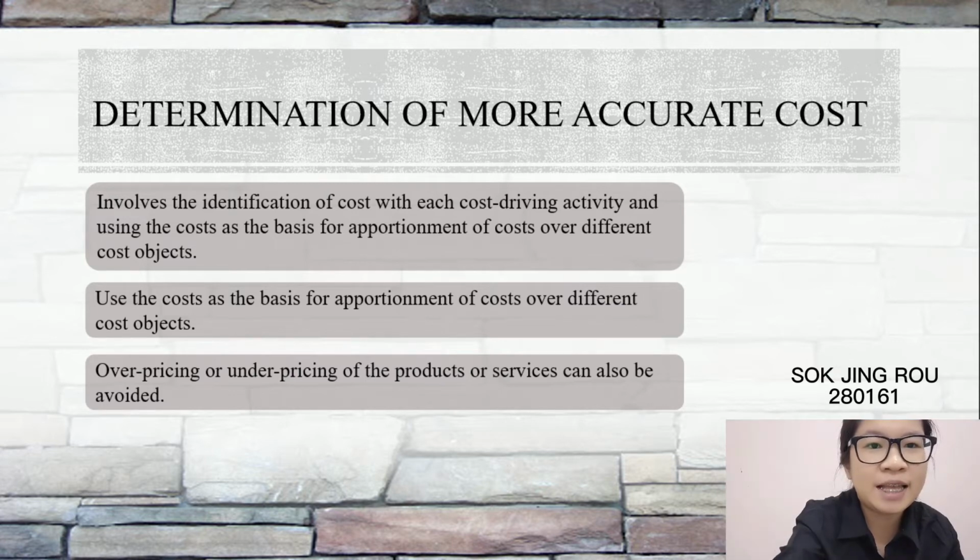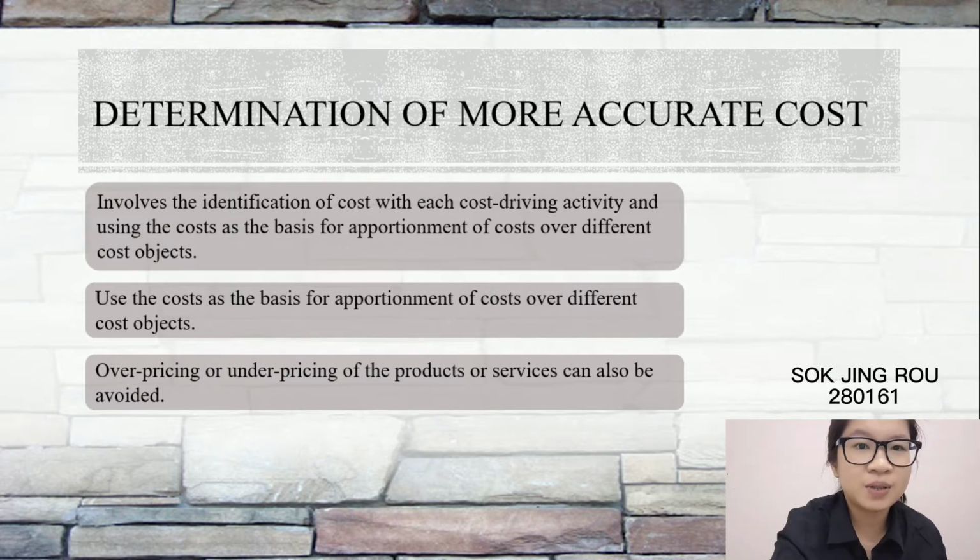Activity-based costing is an accounting methodology that assigns costs to activities rather than to products or services, based on the use of resources. Since it is a cost estimation tool in business, resource and overhead costs can be more accurately assigned to the products and services that utilize them. It involves identifying costs with each cost-driving activity and using that cost as the basis for apportionment of costs over different cost objects.